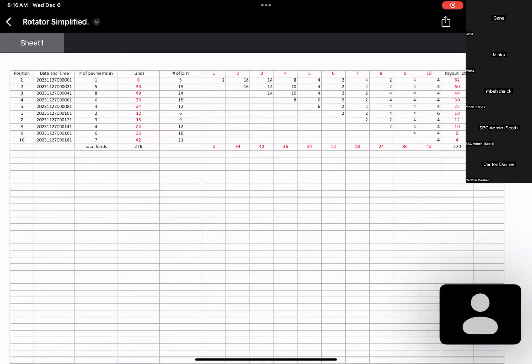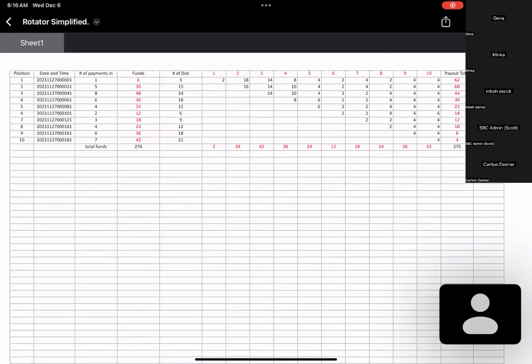So our rotator had $276 in funds come in, and it issued $270 at the end, but that's because I messed up the $48 there on round 3. But this is the simplified way that the rotator works, and I wanted to make sure that everyone knows that.